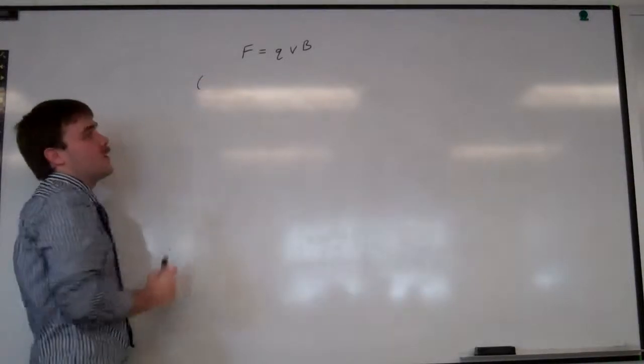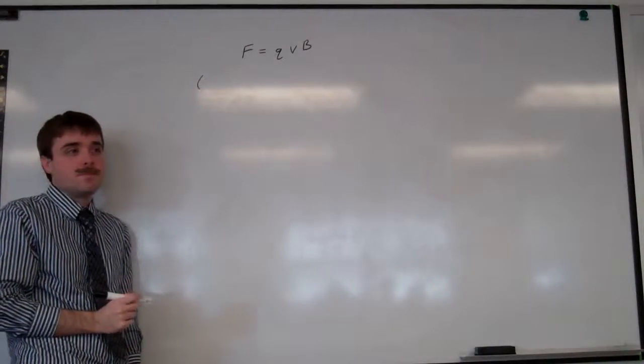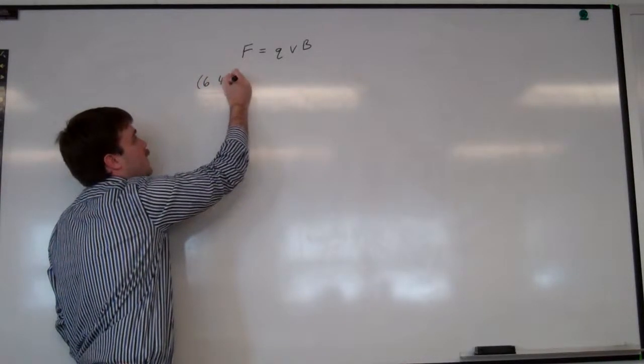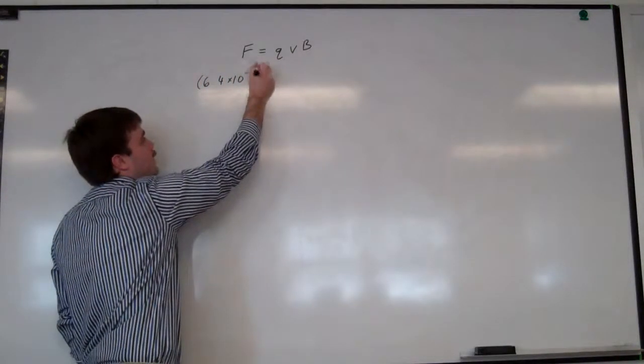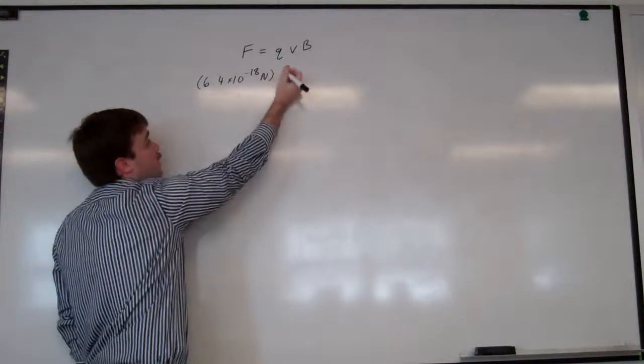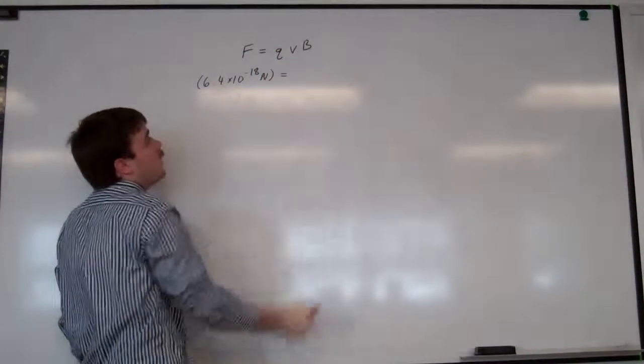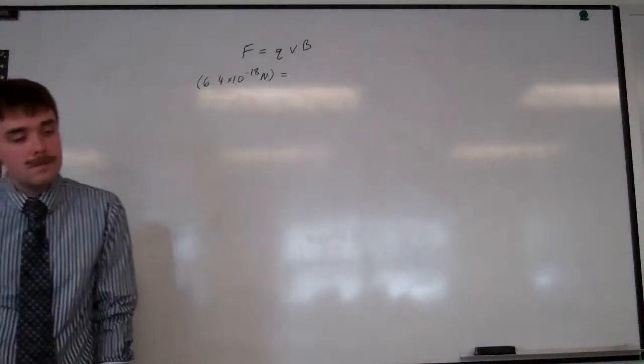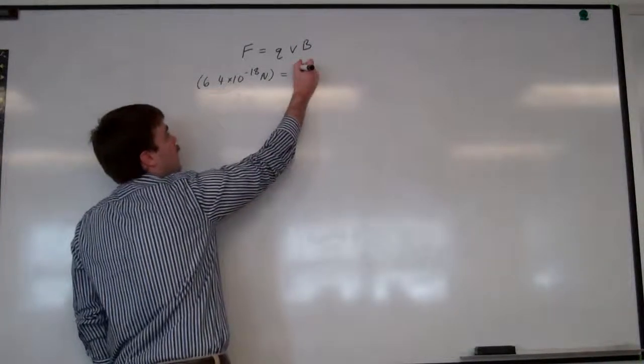Okay, what's our force? Force is 6.4 times 10 to the negative 18th newtons west. We don't need to include the direction. Alright, what's the charge of an electron? 1.6 times 10 to the negative 19.